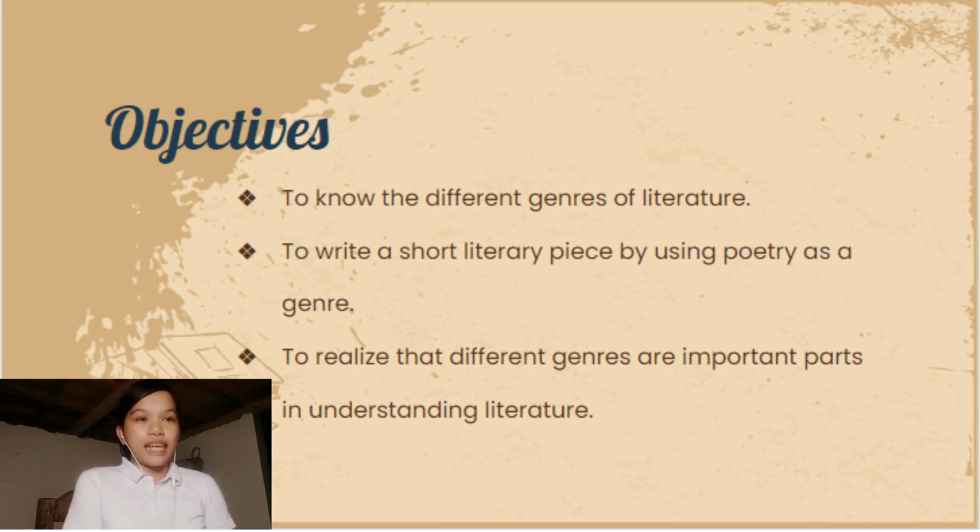The first objective is to know the different genres of literature. The second one is to write a short literary piece by using poetry as a genre. And the third one is to realize that different genres are important parts in understanding literature. So that's it for our objectives.